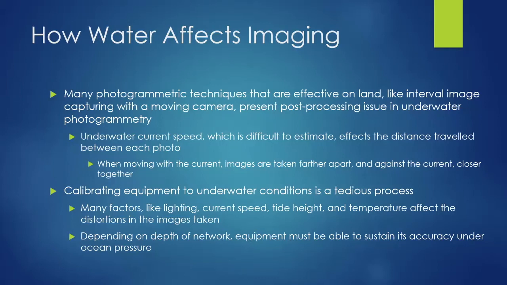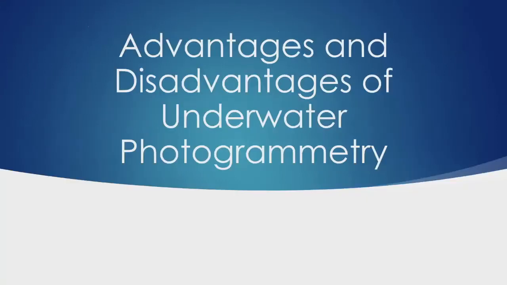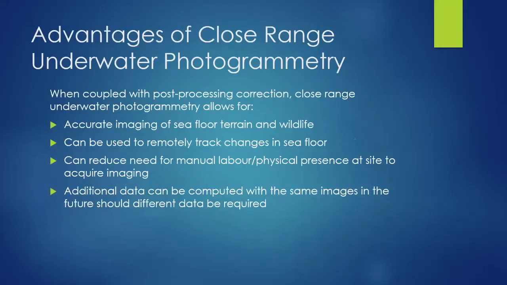In addition, calibrating the equipment for underwater conditions is a very tedious process. Many factors like the lighting, current speed, tidal height, and temperature all affect the distortions in the image taken. And depending on the depth of the network, the equipment has to be able to sustain its accuracy under the ocean pressure. Some advantages and disadvantages of close-range underwater photogrammetry.